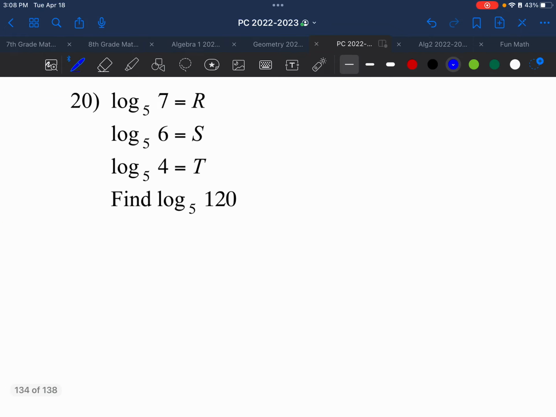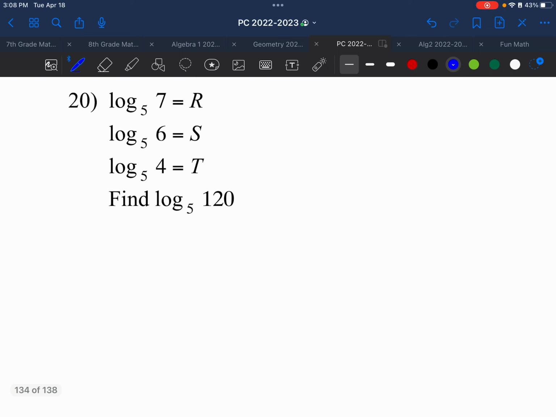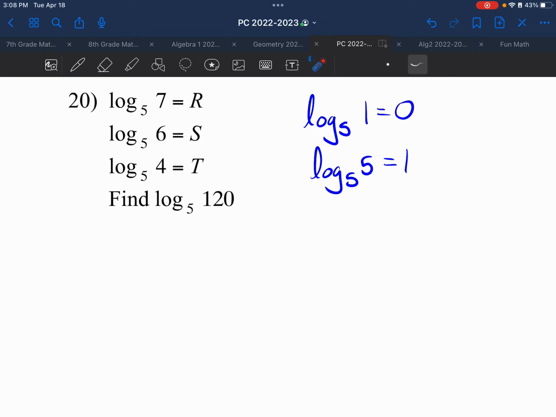Number 20. Again, let me write the hidden messages. There's a log base 5 of 1. That's 0. And there's a log base 5 of 5. That's 1. Let's see if that helps us. Somehow, only using multiplication and division, I have these 5 numbers, and I need to get to 120. How could I get 120? Well, I'm seeing a 5 times a 4 is 20, and 20 times 6 is 120.